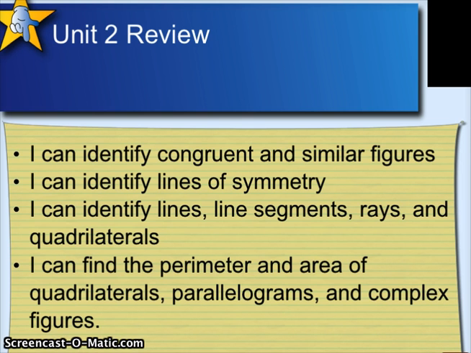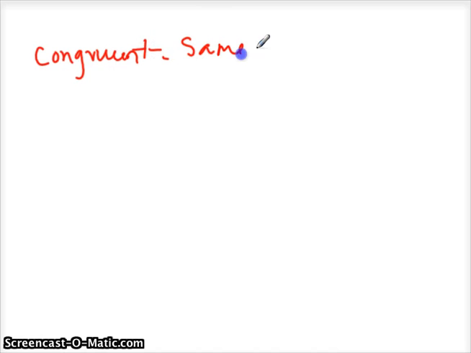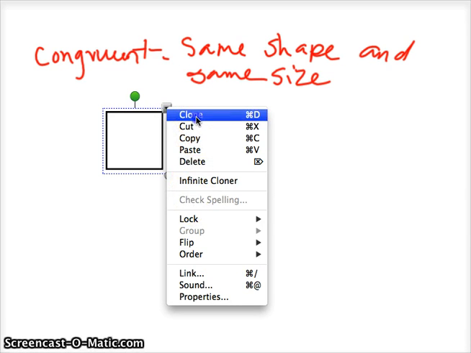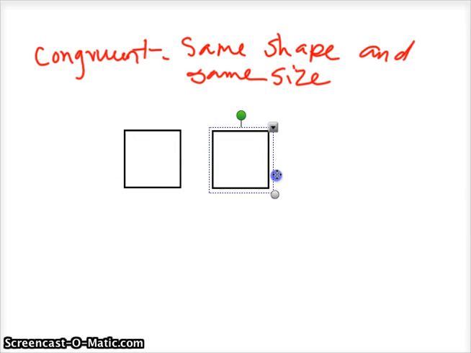So let's review first what congruent means. If something is congruent, that means it has the same shape and same size. Okay, so if I draw this square, it is congruent. It's the same size and same shape as this square. These two squares are congruent.